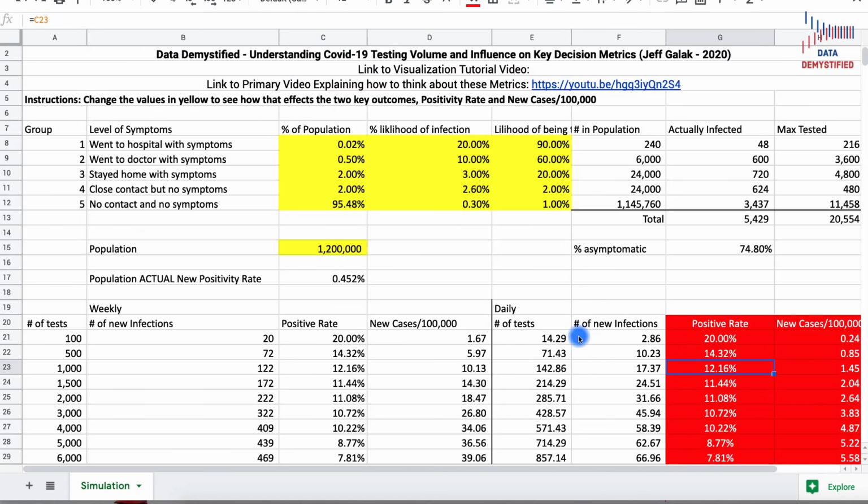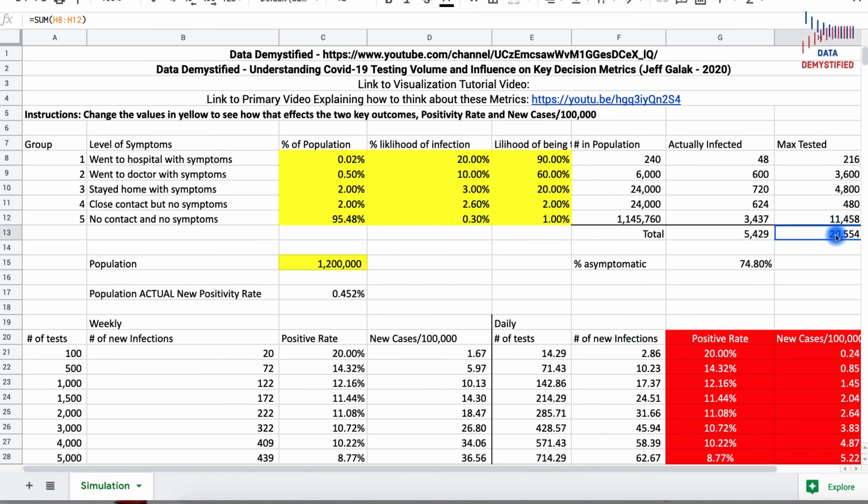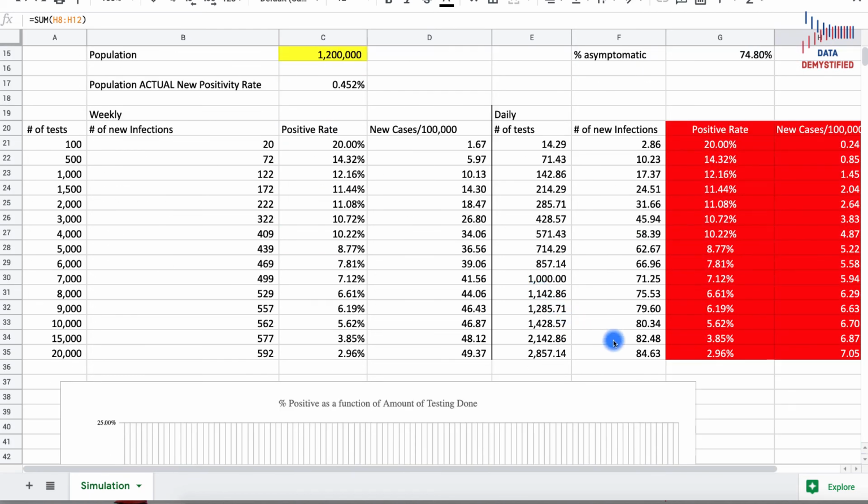And we know that because up here, we see that the max number of people we can test, given the number of people that are tested in each of these categories, is right around 20,554. What's worth pointing out is that we're not going to catch every single positive case because people in these populations are not all going to be tested, just some of them. And so as we test a lot of people, we find that we get to a positivity rate of 2.96% if we test basically everybody, even though the true population positivity rate is 0.452%. What this is meant to do is demonstrate that as you test more people, the observed positivity rate goes down. That's irrespective of the fact that the true population positivity rate does not change.